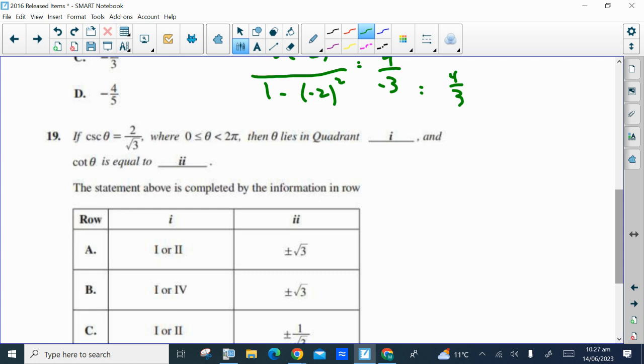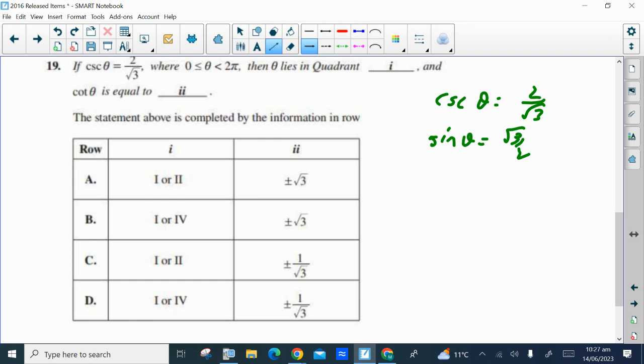All right, number 19. The cosecant of theta is 2 over root 3, where theta is between 0 and 2 pi. Then theta lies in which two quadrants, and the cotan of theta is equal to what? Well, if the cosecant of theta equals 2 over root 3, that would mean that the sine of theta is root 3 over 2. And because it's positive root 3 over 2, and it's the sine, that means we could either be in quadrant 1 or quadrant 2.